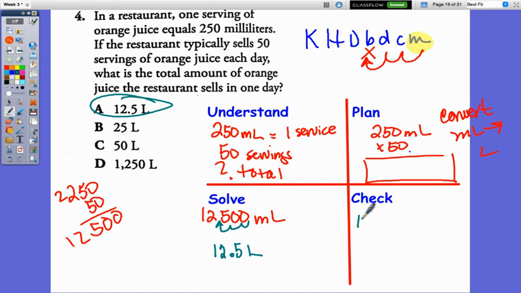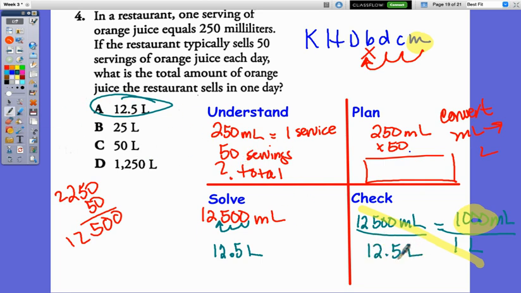If you do not know King Henry, I'm sorry once again. 12,500 milliliters equals 1,000 milliliters over 1 liter. Well, you would have to cross multiply and divide, come across and divide by 1,000. And you will get, shocking, 12.5 liters.